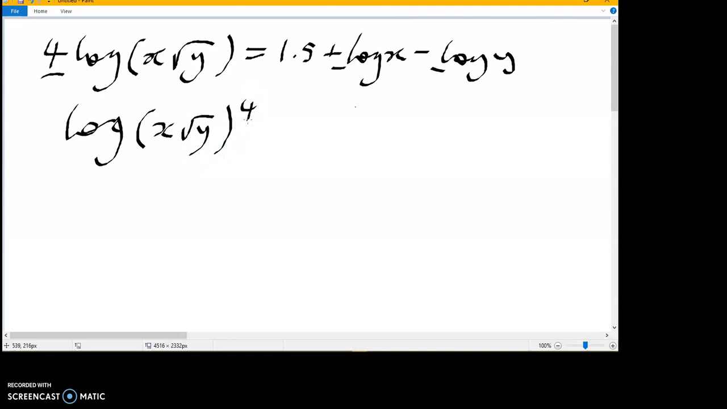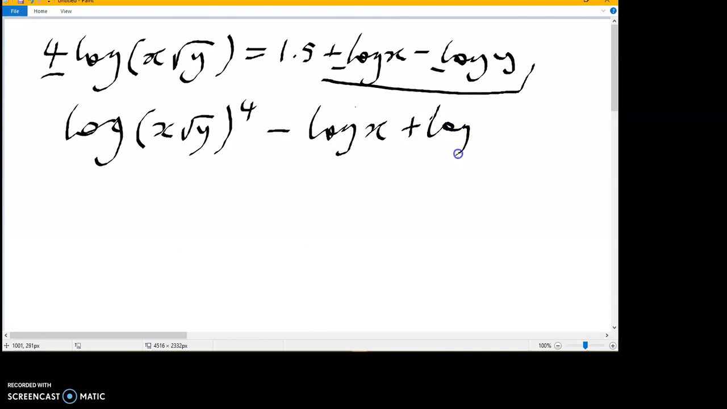Then we are also introducing the additive inverses of these two. So when these come to the other side, we have negative log x, positive log y, is equal to 1.5. Now we see that the coefficients of the logs are 1, so we can apply the addition and subtraction properties.